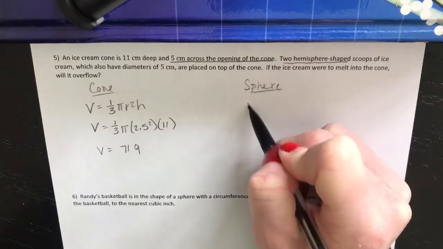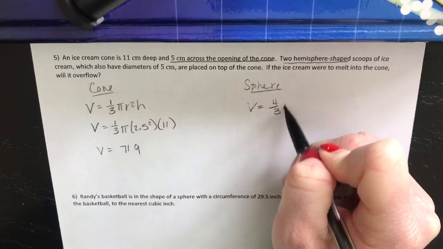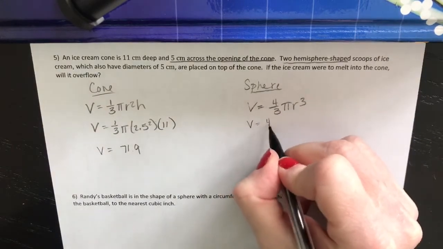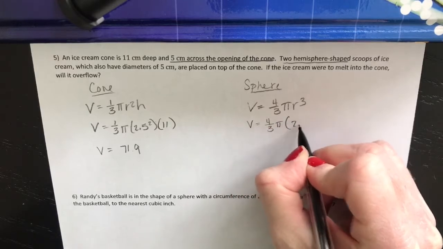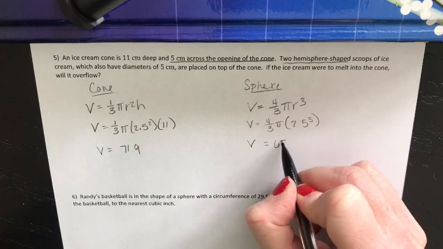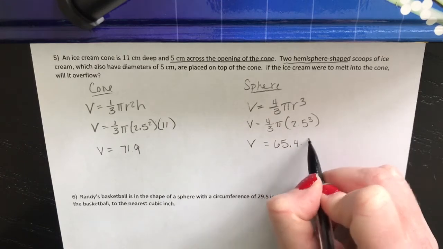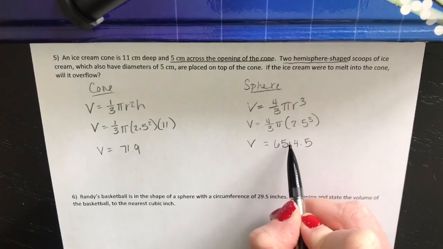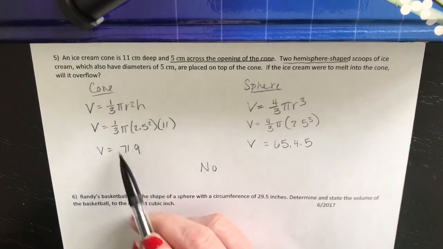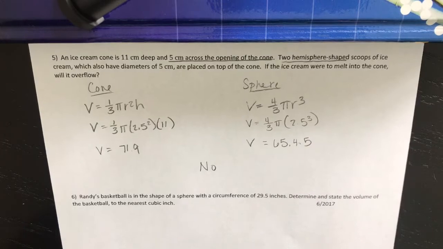Now, because there are 2 hemisphere-shaped scoops of ice cream, that's really just one sphere. So we're using the sphere formula, 4/3 pi r cubed. So volume is equal to 4/3 pi 2.5 cubed. We type that all in, and we get 65.45. So this is the volume. If it melts into here, will it overflow? No, because there's more room in the cone than volume of ice cream.